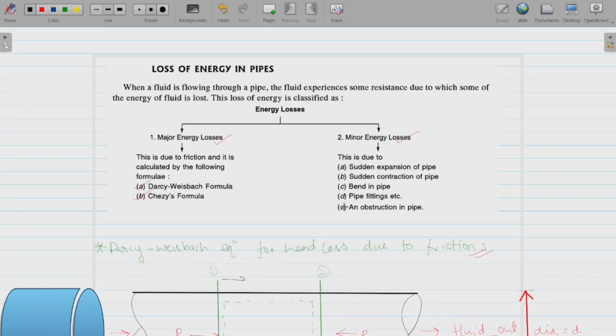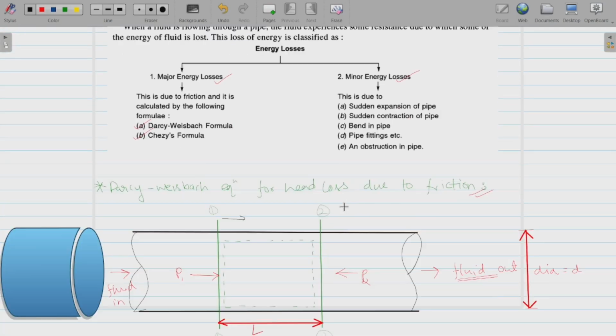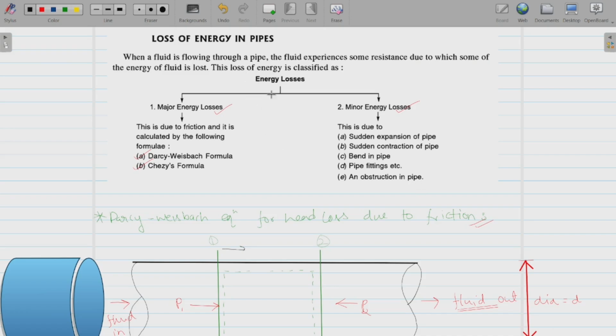Hello everyone. In this video, we are going to discuss the Darcy-Weisbach equation for head loss due to friction when there is a flow through a pipe. Before that, let's discuss the energy losses. Energy losses when fluid is flowing through a pipe, right?